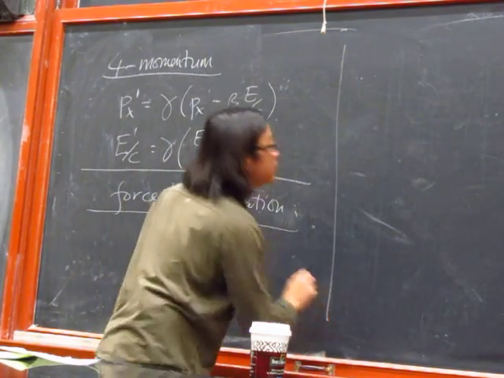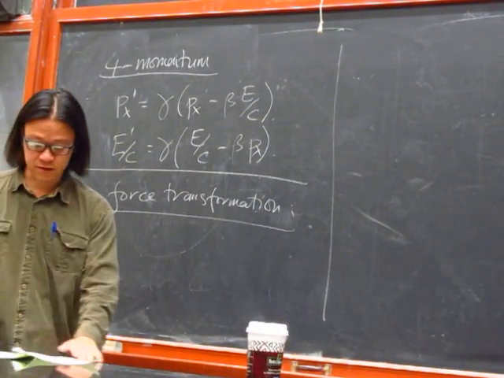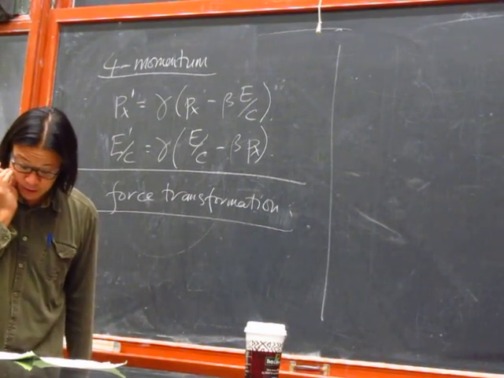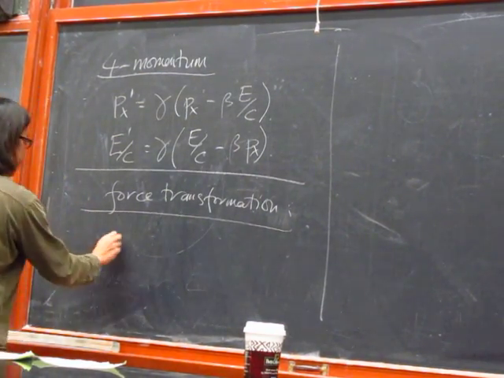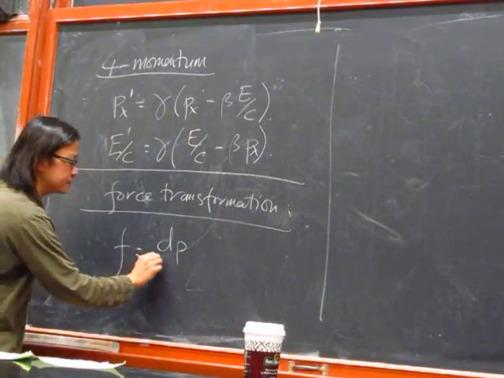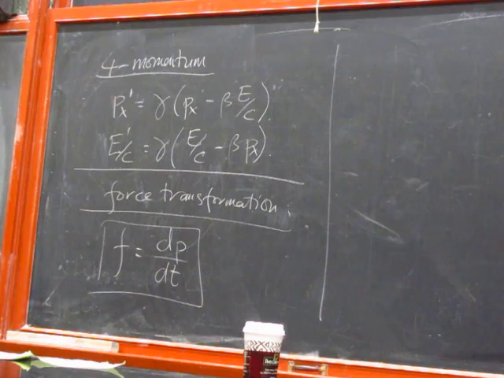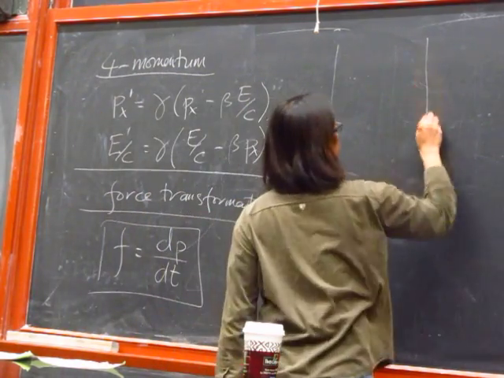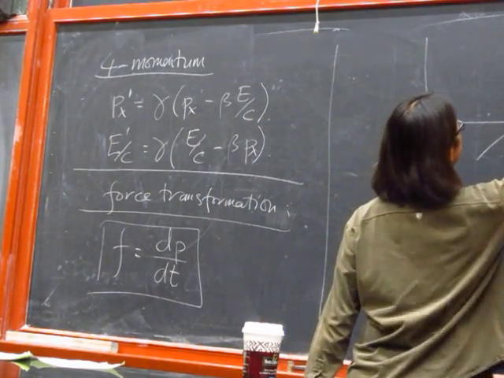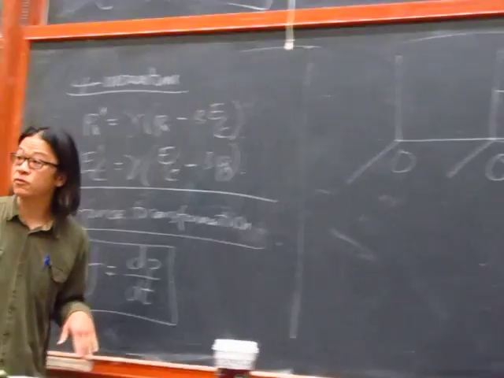Recall that. But let me move on with this first. Let's just calculate the force transformation, and we'll go back to electrostatics or EM again. So we want to calculate F, and F is, as we know from mechanics, dp/dt, right? And I want to look at forces in two different frames, O and O prime. If I know the force in O, what's the force in O prime?